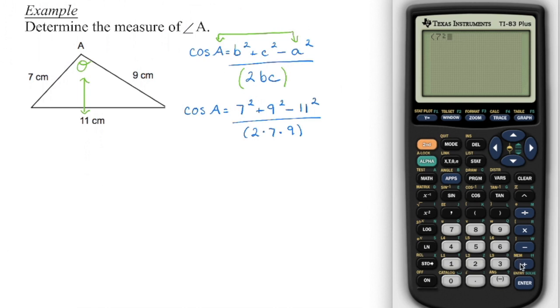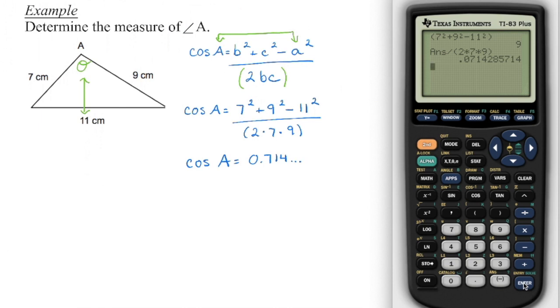So we're going to go 7 squared plus 9 squared minus 11 squared. And then you're going to bracket that. We need to calculate that whole value, or you can press enter, it doesn't matter. And then we're going to divide it by, you have to put brackets, 2 times 7 times 9, close the bracket, and that gives us that cosine ratio. So we know the cosine of angle A is that 0.714, and we're going to keep that in there.